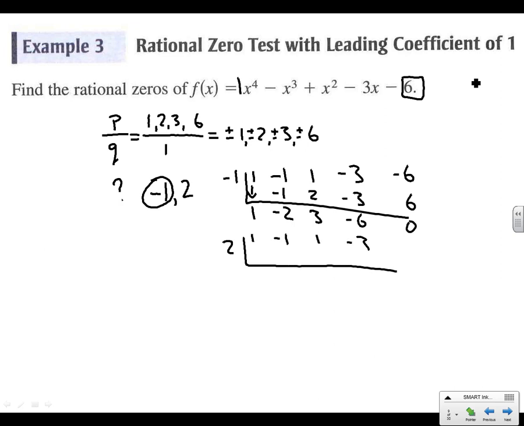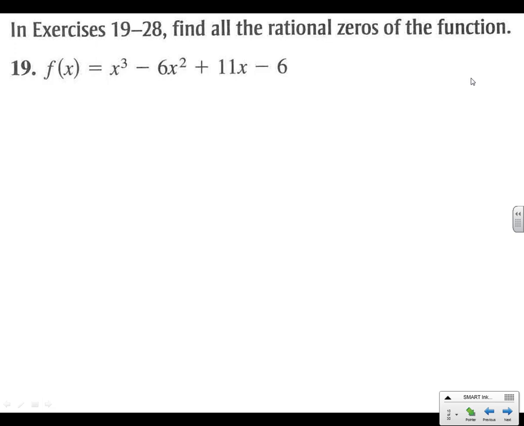We'll start with the same line on top. We'll bring the 1 down and go ahead and do our synthetic division here. And we do get 0 again. So it does turn out that both of these, -1 and 2, are the rational zeros of this larger polynomial. All right, go ahead and see if you can work this for yourself.